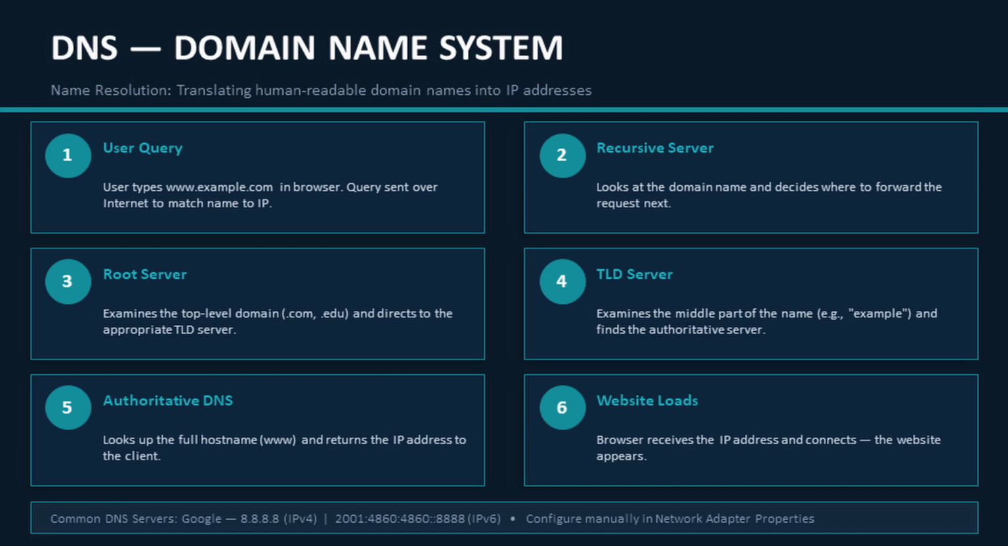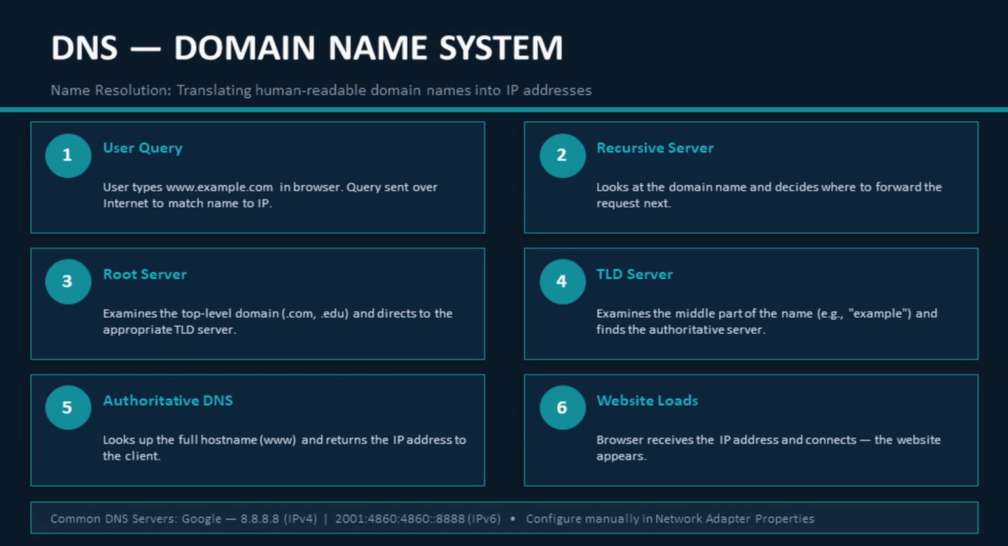Here's how the process works. First, your browser sends a query to find the IP address for the domain you typed. That query reaches a recursive server, which decides where to forward it next. The recursive server passes the request to a root server, which examines the top-level domain, .com, .org, .edu, and directs the query to the appropriate top-level domain server.